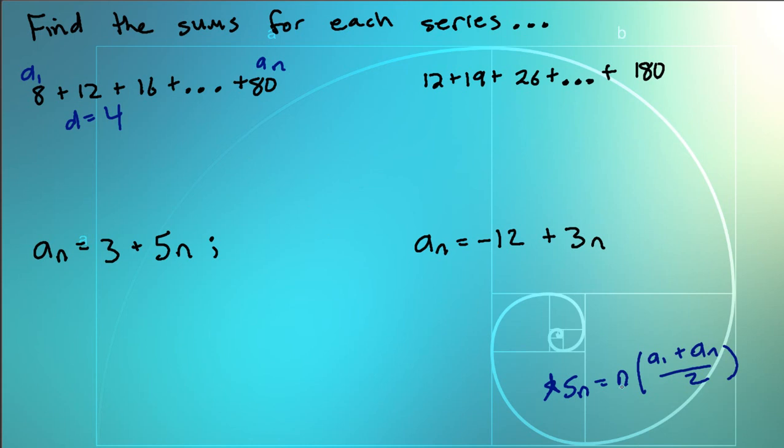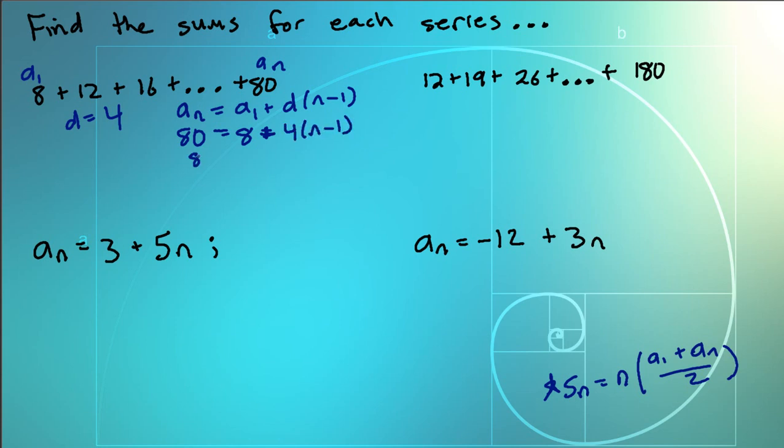So in order to use this one, I need to know n. And I don't know which term number this is, so I need to figure that out. And that's pretty easy. I'm going to use a_n equals a_1 plus d(n minus 1), and I'm just going to substitute everything in and solve for n. So I know that my last term is 80. I know that my first term is 8, plus I know that d is 4.